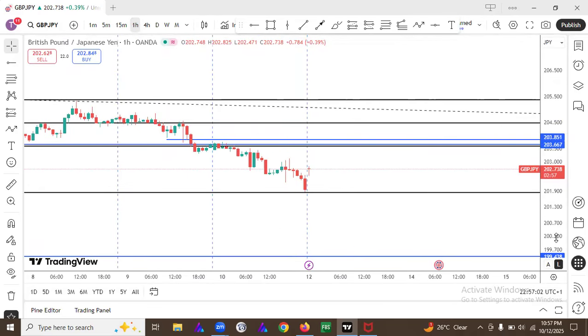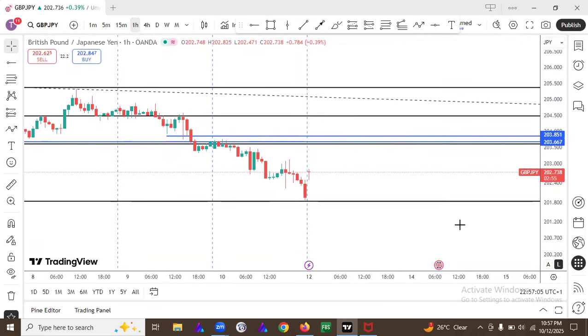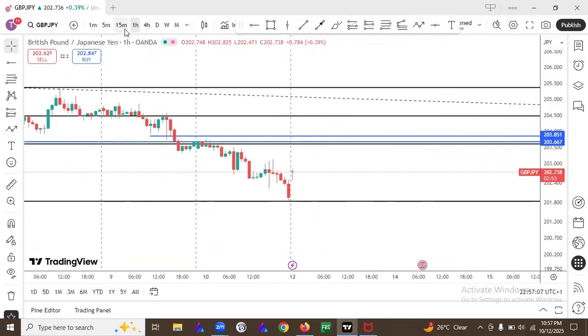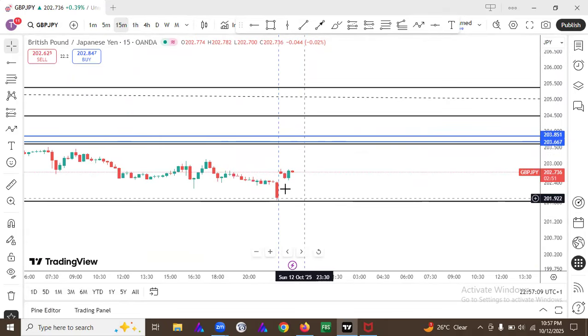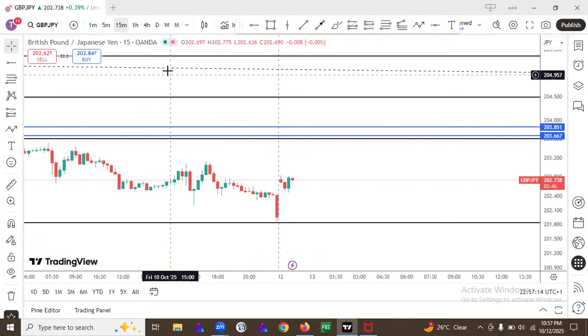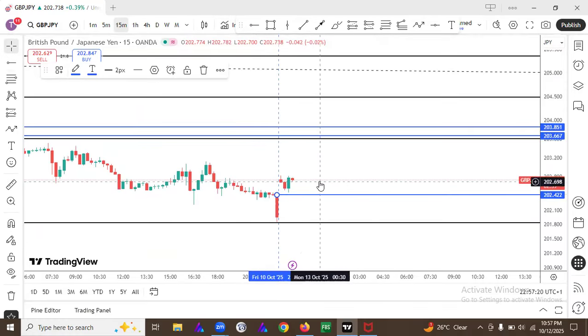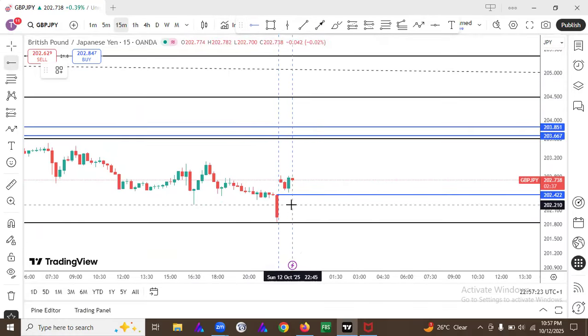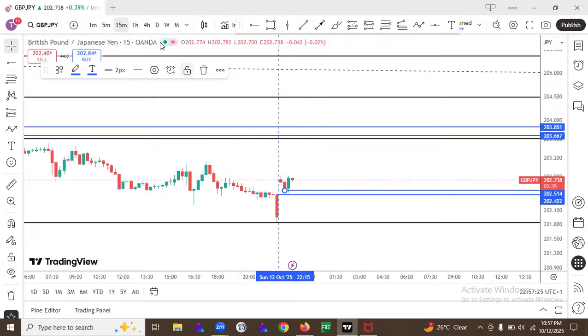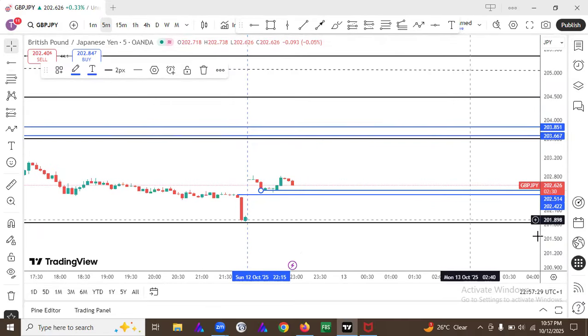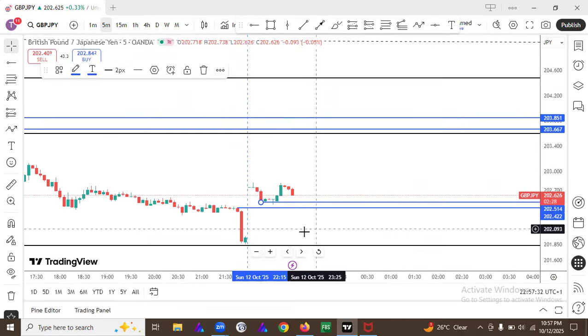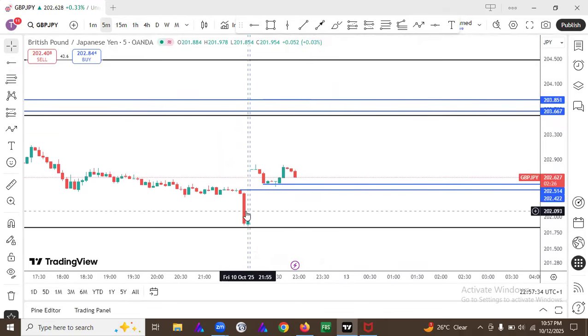Let's see the 15 minutes. Okay, so it has created a gap on the 15 minute. If you want to risk buying, since it has created a gap on the 15 minute time frame, you might want to wait for price to come and fill this gap it has created here before you consider buying.